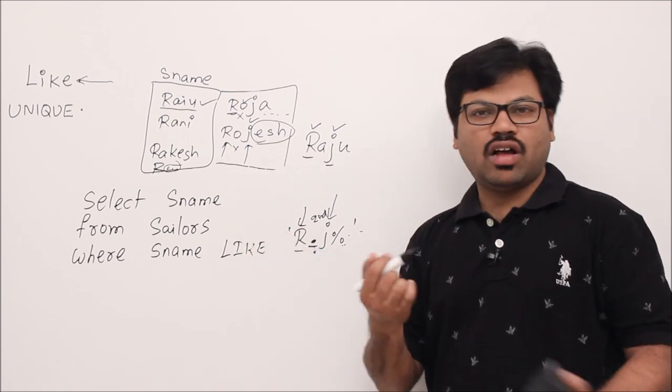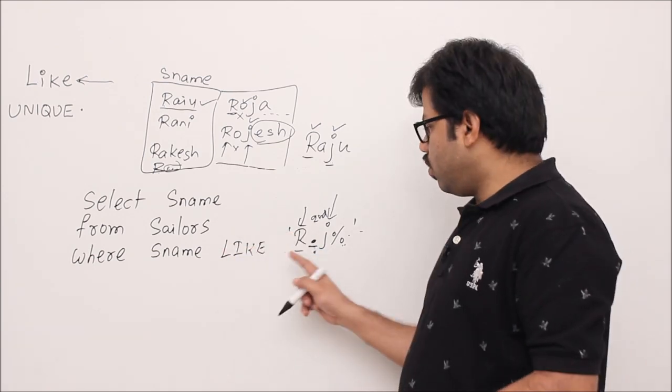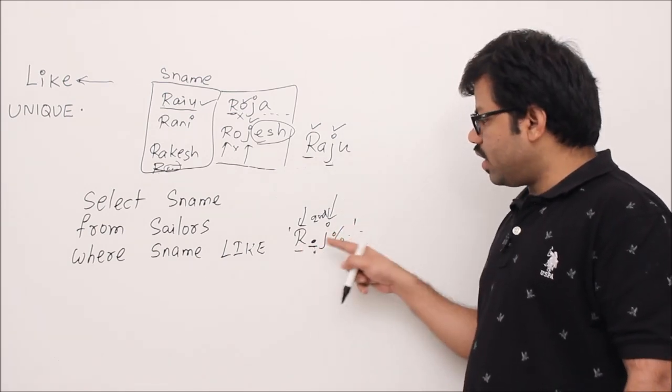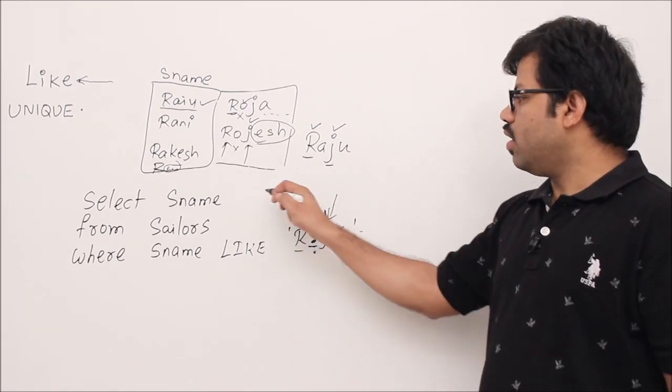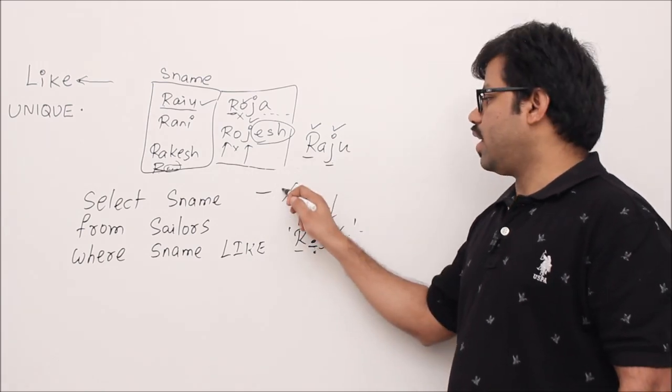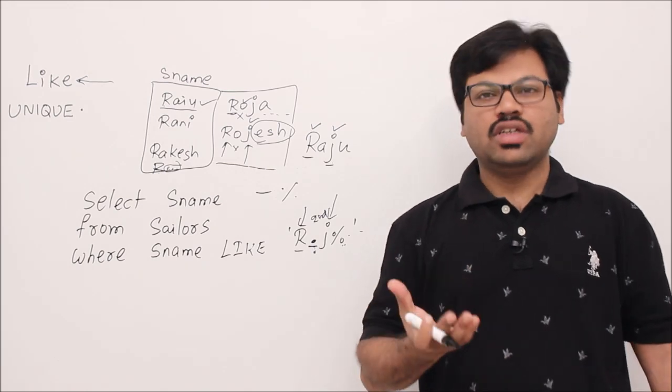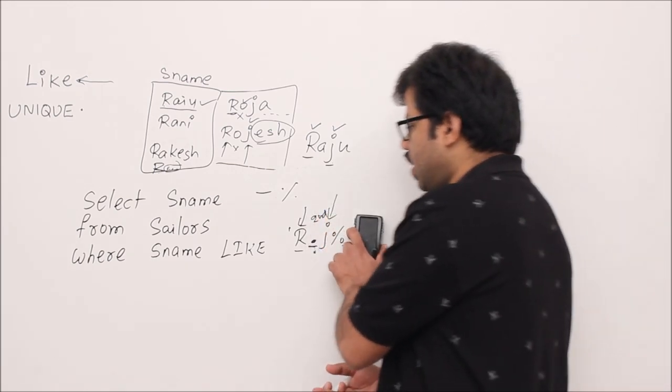So we can get all the names which have these properties. Remember, we use underscore and percentile. Using that we can write sophisticated queries to search for some of the sailors. So we'll see one more example.